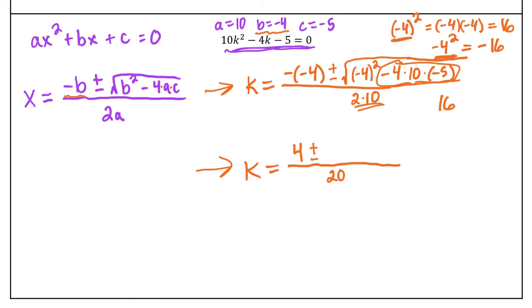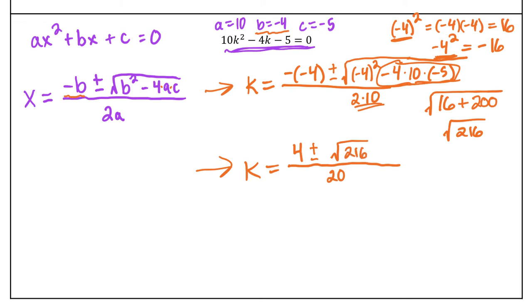So we have to think, okay, if I do -4 times 10 times -5, well, first off, 2 negatives make a positive. And then we need to actually multiply these numbers together. 4 times 10 is 40. 40 times 5 is 200. So we have 16 plus 200 under our square root, which we can add together and get 216. Now, that's what goes here.